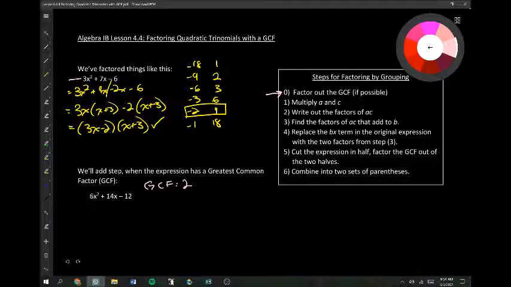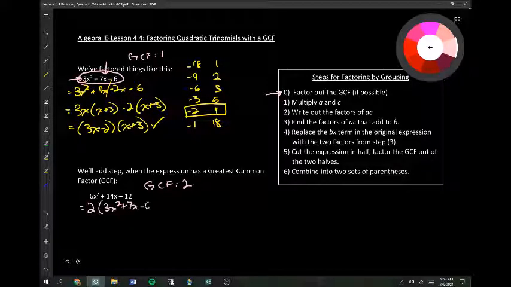Now you'll note here, there wasn't a greatest common factor. I couldn't pull 3 out of everything, so I can't pull 3 out of this 7. So this one didn't have a GCF. We could say the GCF is 1 if we wanted to, but we're not going to factor out a 1 in that case. But here, I can pull a 2 out of everything. That leaves me with 3x squared plus 7x minus 6.